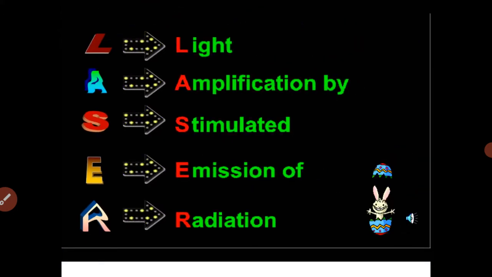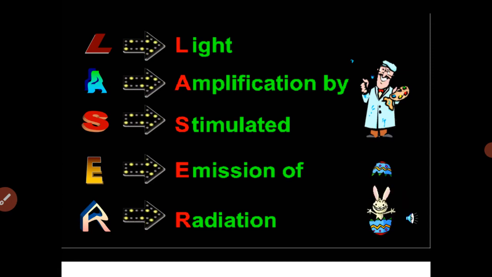After this, what is the abbreviation of laser? That is the full form of laser. The L stands for light, A for amplification, S for stimulated, E for emission and R for radiation. So abbreviation of laser is light amplification by stimulated emission of radiation.